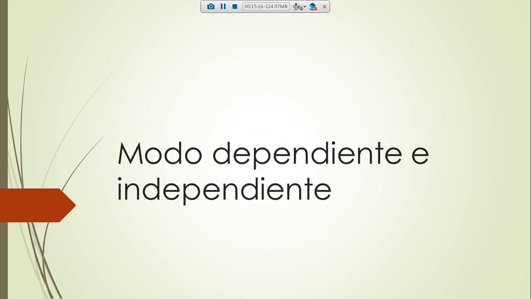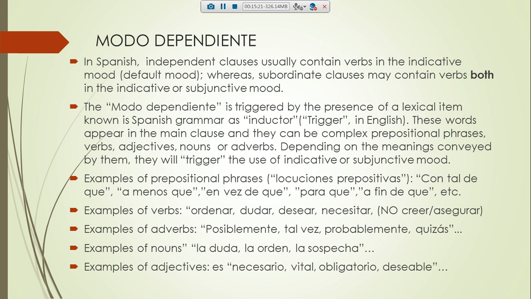Okay, let's have a look at el modo independiente y dependiente en español. In Spanish, independent clauses usually contain verbs in the indicative mood. That is to say, it's the default mood, el modo por defecto. Whereas subordinate clauses may contain verbs both in the indicative or subjunctive mood. The modo dependiente is triggered by the presence of a lexical item known in Spanish grammar as inductor, or trigger in English. These words, los inductores, appear in the main clause and they can be complex prepositional phrases, verbs, adjectives, nouns, or adverbs. Depending on the meanings conveyed by them, they will trigger, again, the use of indicative or subjunctive mood.